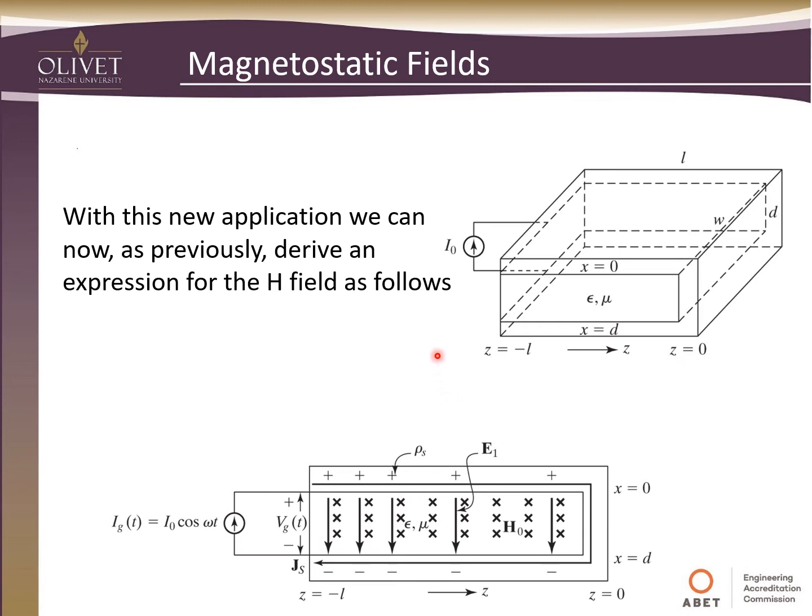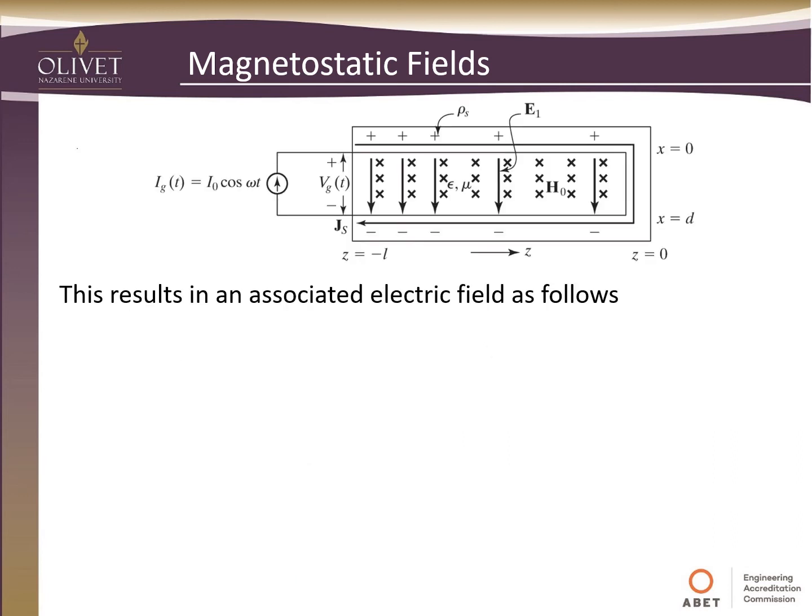So with this new application, we can now, as previously, derive an expression for the magnetic field as follows. We could say that the first order magnetic field is equal to this source current, which we defined before, over the width times this cosine omega t, the driving function of our source. So this results then in an associated electric field. So now we're looking at the electric field. This is the first order approximation.